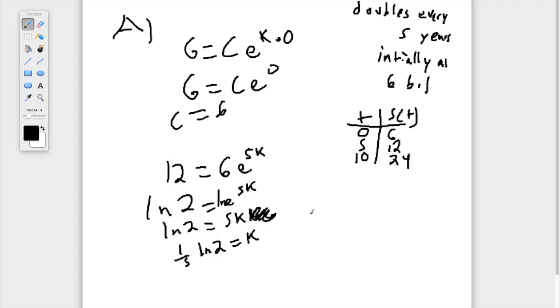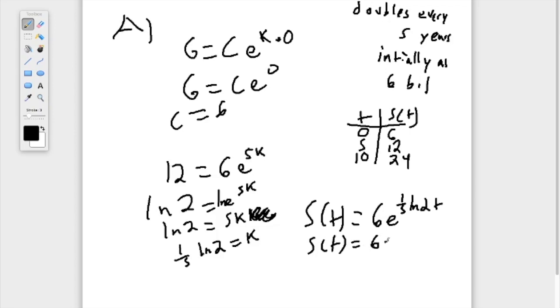So our function is S(t) equals 6e to the (1/5 ln 2)t. And then we see that the ln 2 and the e will cancel out. So S(t) is just 6 times 2 to the (1/5)t, if you want to rewrite it like that.